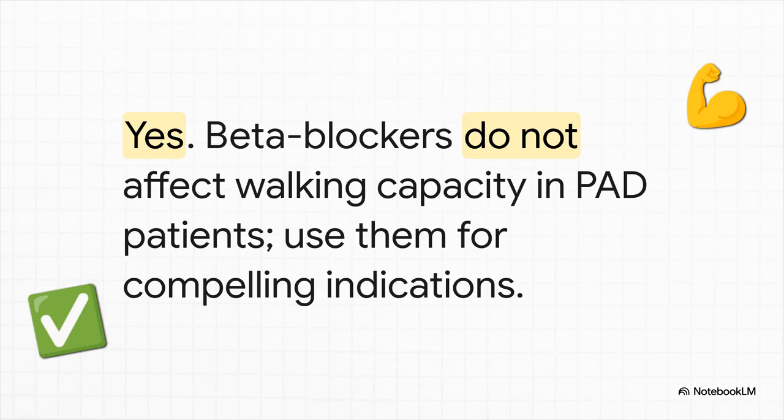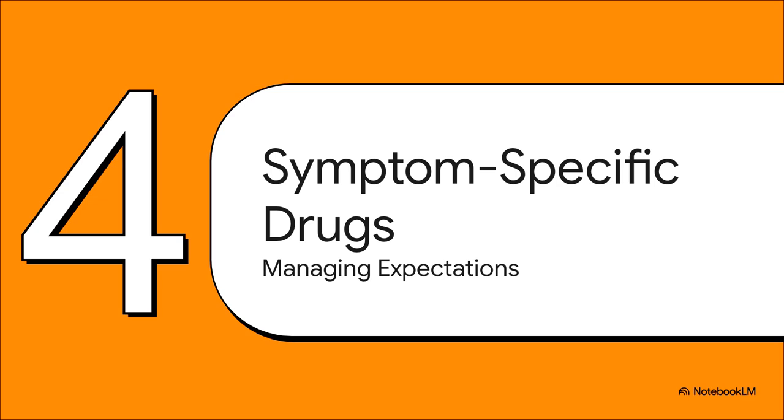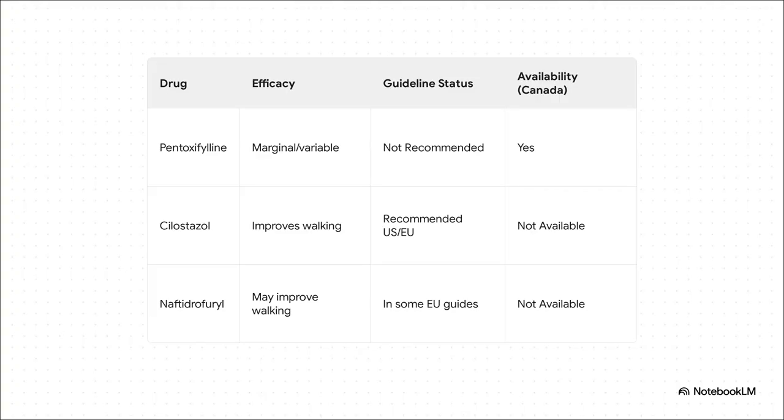Next, let's quickly touch on the drugs that are aimed specifically at claudication symptoms. The main reason we're talking about these is because your patients might ask you about them by name, and it's all about managing their expectations. This table really says it all, doesn't it? Pentoxifylline offers pretty minimal benefit, and it's not recommended in Canadian guidelines anymore. Other drugs you might read about, like cilostazol, well, they just aren't available here in Canada. The bottom line for us is simple. We've moved on from these symptom-only drugs.